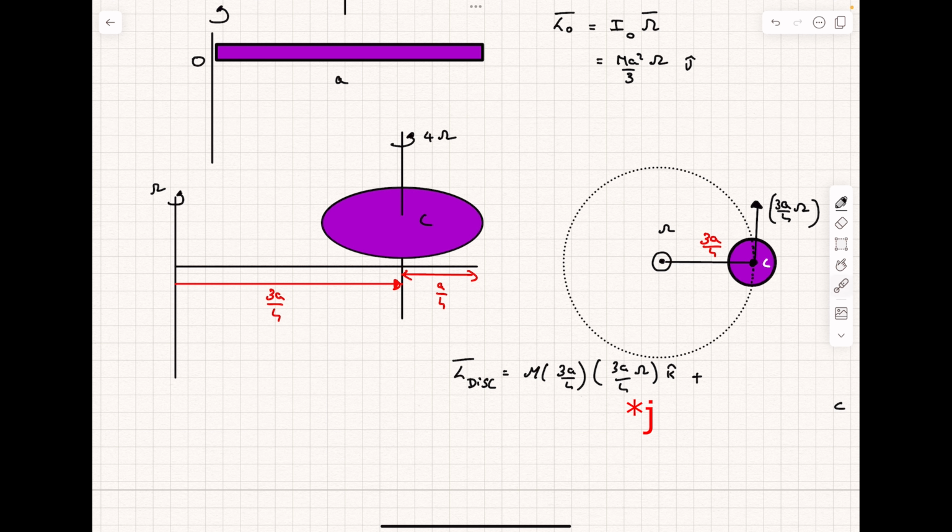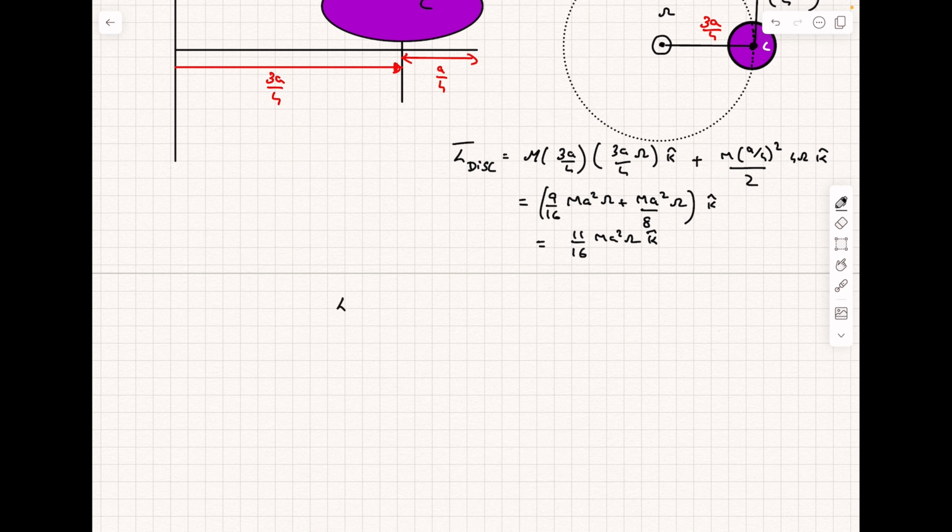And for the second component, we have to consider the object to be hinged about its center. So the second term is going to be the I about the center, which, as it is a disk, will be m r squared by 2, and r itself is a by 4, so this will be m (a by 4) squared divided by 2 times this spinning omega, which is given to be 4 omega, and the direction is again going to be in the k cap direction.